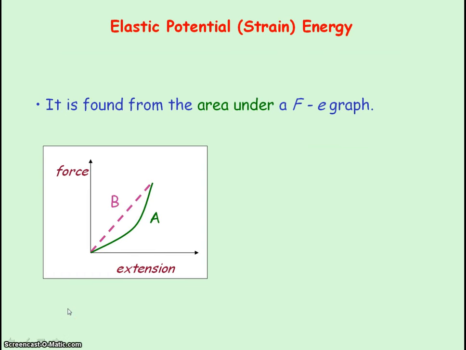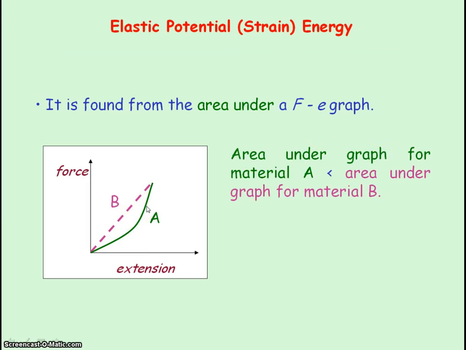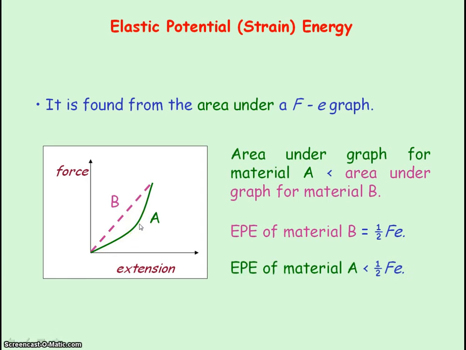So elastic potential energy is found from the area under a force extension graph. If the material does not obey Hooke's law, for example material A, then we can see that the area under the graph for material A is less than the area under the graph for material B that obeys Hooke's law. Material B, which obeys Hooke's law, has elastic potential energy equal to a half Fe. So for material A, elastic potential energy will be less than a half Fe.